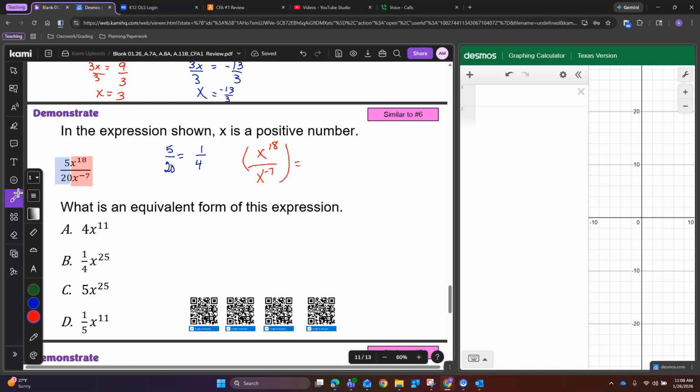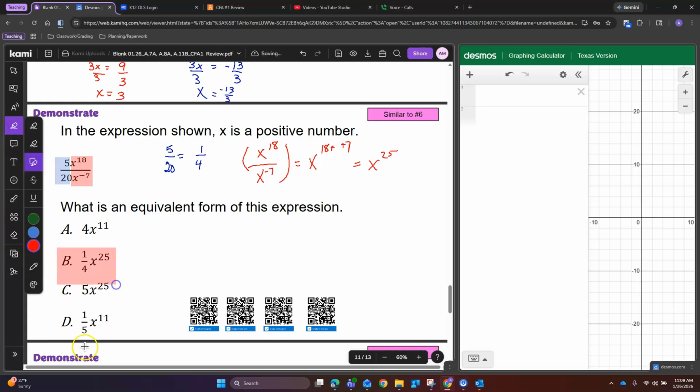Remember, when we're dividing same base, different exponents, we subtract, and don't lose that negative sign. So negative negative is a positive, and that gives me x to the 15. I'm sorry, 25. I can add. And what I'm going to use that for is to help me know which ones to check. Helps me eliminate. But this is the answer I got, 1 over 4 times x to the 25th.